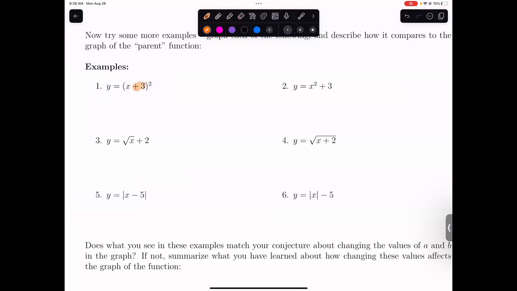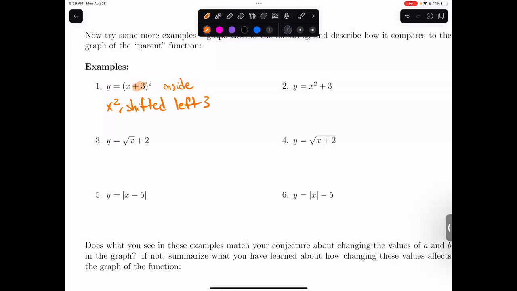That +3, which is happening inside. There's a reason, and it'll start to make more sense over the next couple of days, why I'm emphasizing the inside versus outside thing so much. But it's happening on the inside, which means it's going to move this way. We're adding 3, so it moves to the left. Shifted left 3.